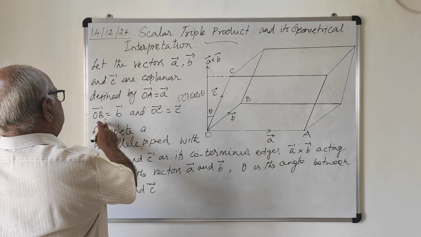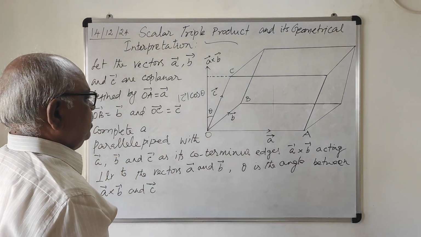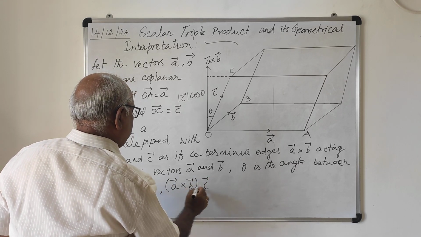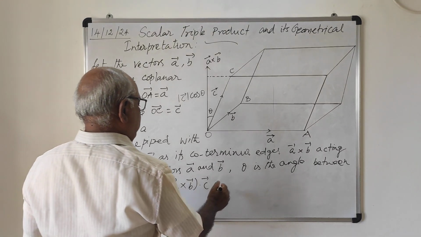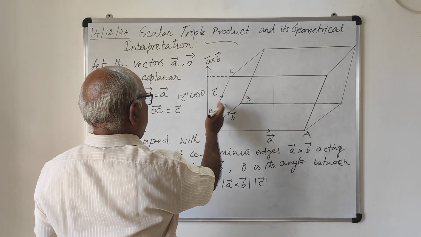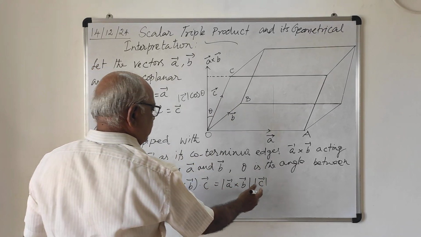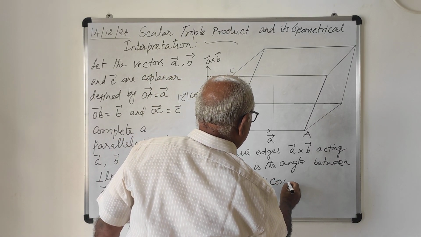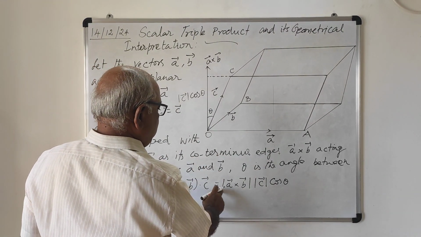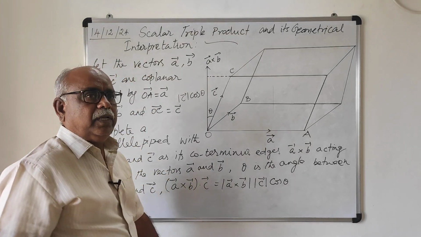Now, what is A cross B dot C? The geometrical meaning of scalar triple product means we have to find out A cross B dot C. By definition, A cross B dot C is equal to modulus of A cross B into modulus of C into cosine of the angle between A cross B and C. Theta is the angle between the vectors A cross B and C. Therefore, A cross B dot C is mod A cross B mod C into cos theta. Okay?